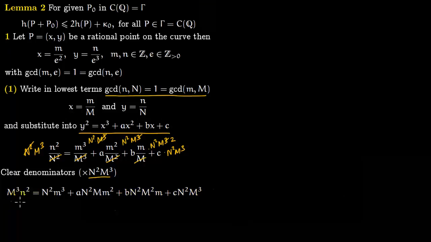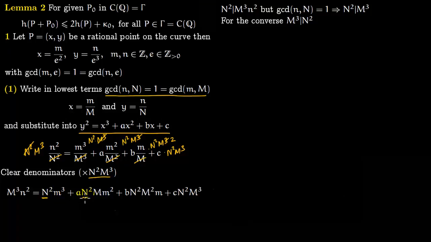So yeah, there's nothing much to be done. Clear the denominators. So now we start seeing the first thing, that n square divides M cube n square. See, n square is right here, n square is also here, n square is here, n square is here. So this entire side is divisible by n square. Therefore n square also divides this, and that's precisely what we have said.